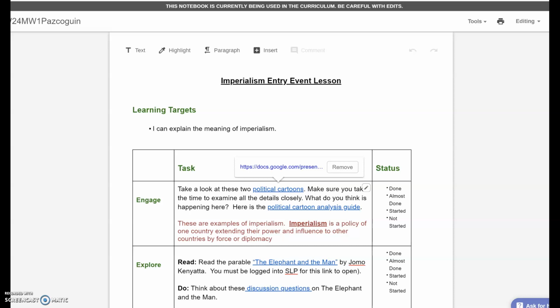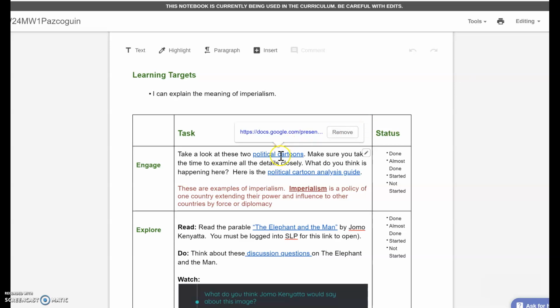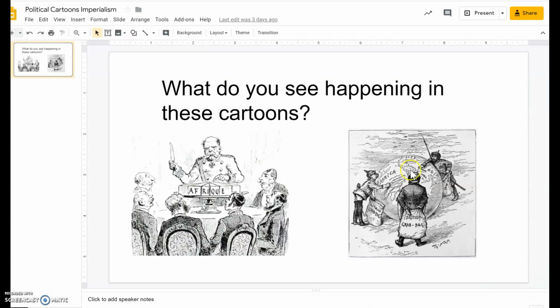We are starting a new project, Imperialism. By the end of this lesson, you should be able to explain the meaning of imperialism. So what is it? To start off, I want you to look at these two political cartoons. And what do you see happening in these?